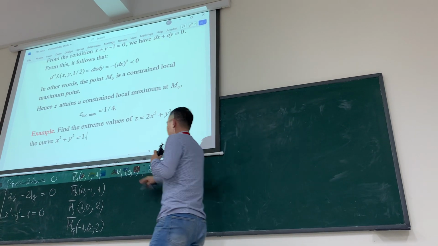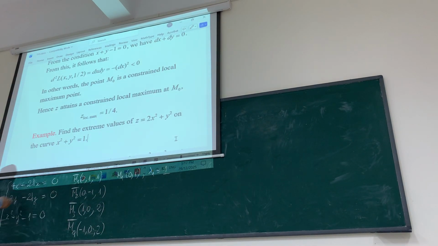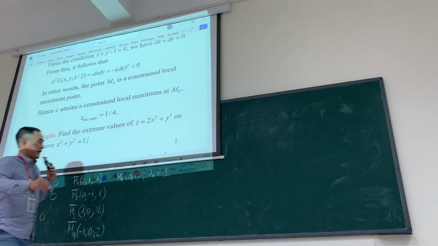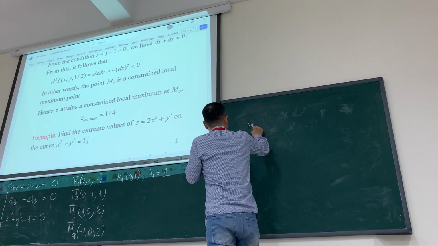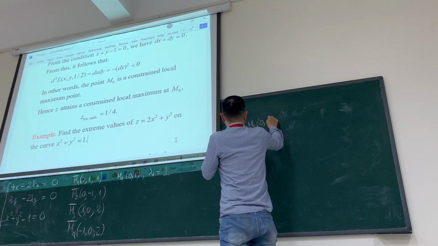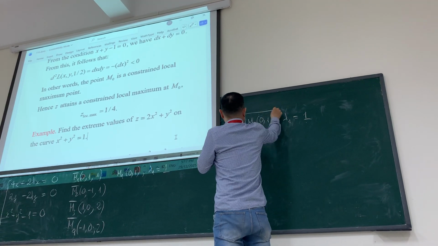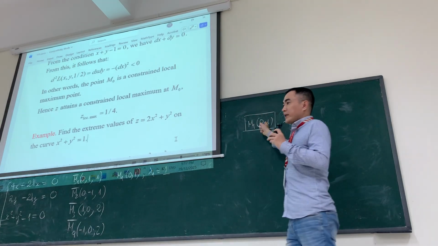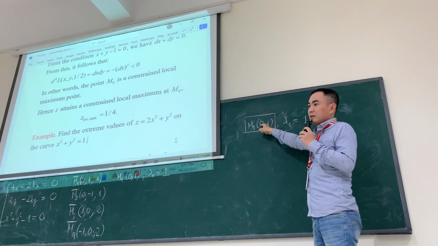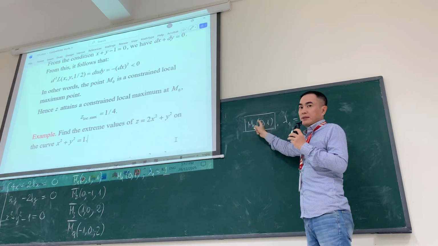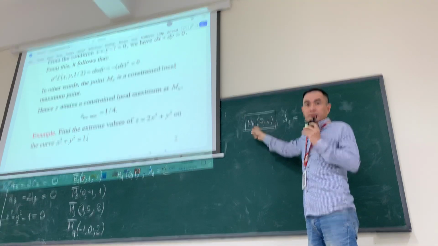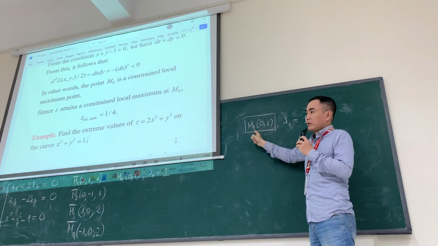Okay, simply we can finish the example here later. Now I want to check this point M1: 0, 1, lambda 1. I want you to check whether this point here is an extreme point. Now, check this.